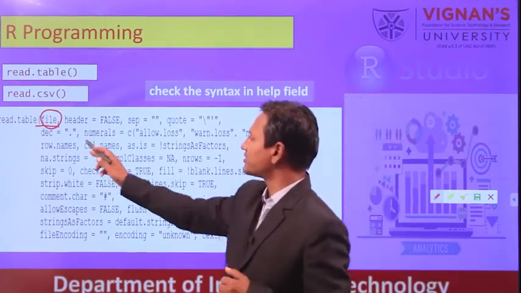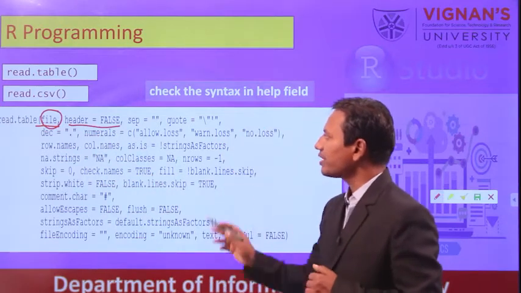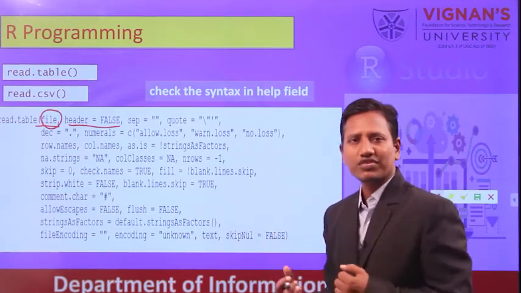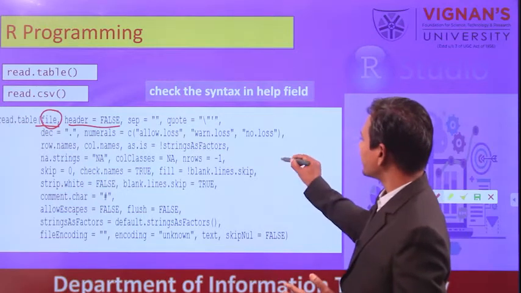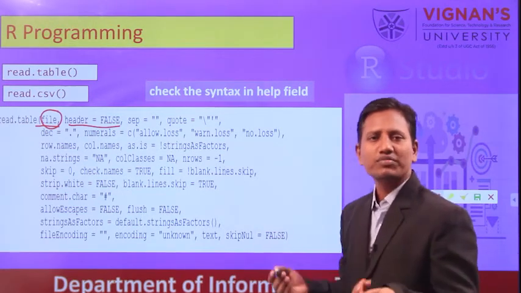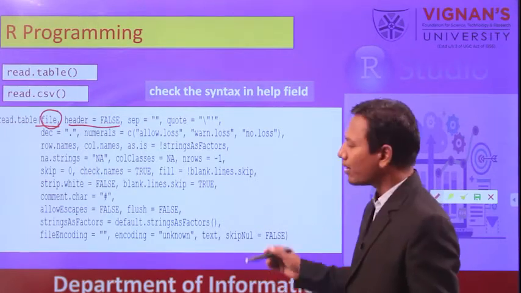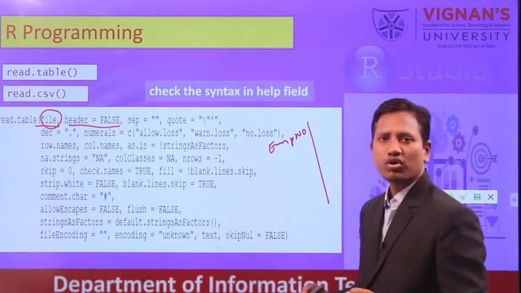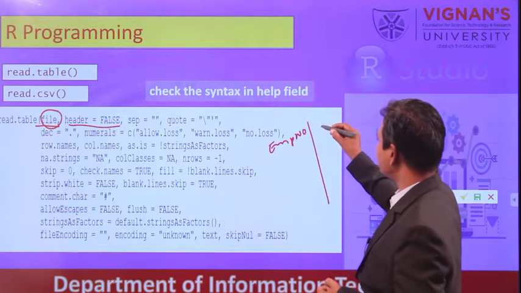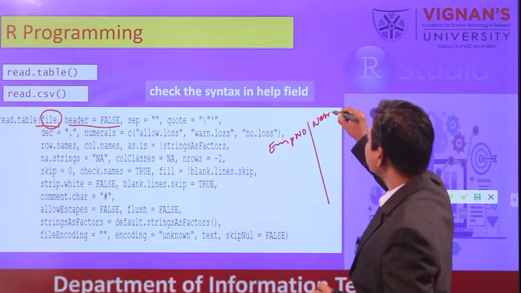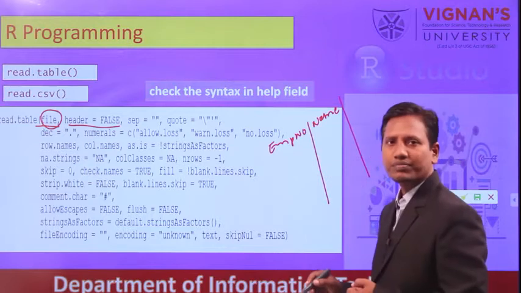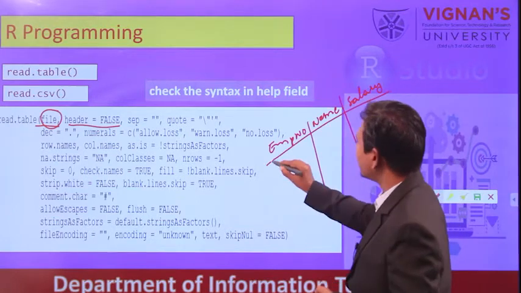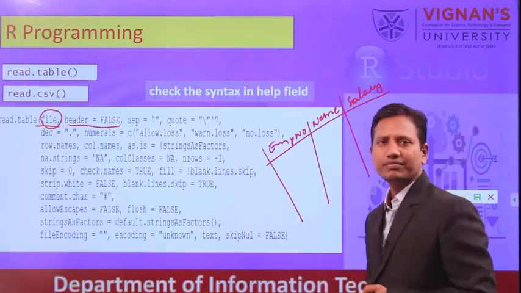And next is headers. As I told you, generally our data is stored in a CSV file in columns and rows format, and columns will have column names. For example, employee data has employee number as a column name, name as another column name, and salary as another column name. These column names are called the headers.